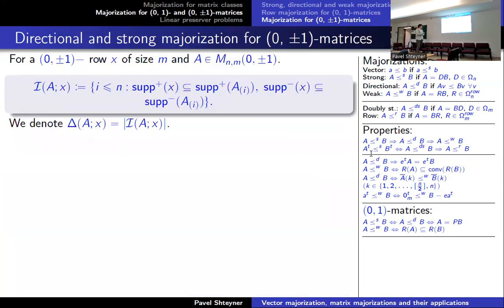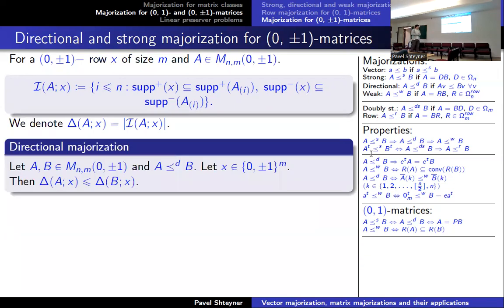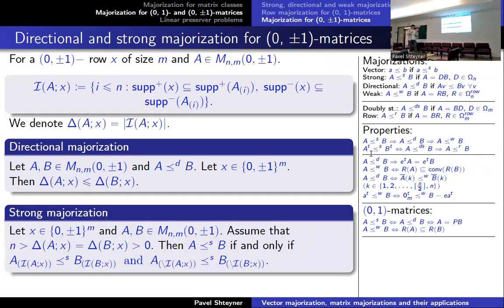What can I say about directional strong majorization? Here you consider the same set and look at the cardinality of the set. Then directional majorization implies that the cardinality delta of Ax shouldn't exceed delta of Bx. This is an analog of what happened for zero-one matrices. For zero-one matrices, we have shown that every zero-one row occurs in A less than or equal times, and here you don't have something as strong, but you have something similar. You just slightly relax the requirements.